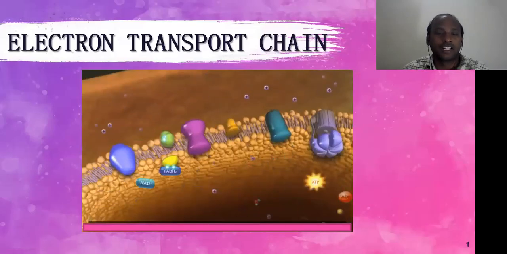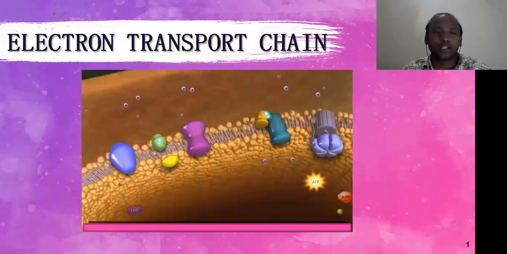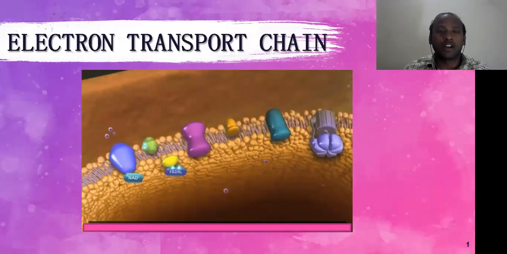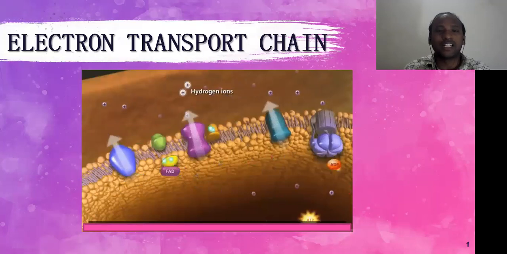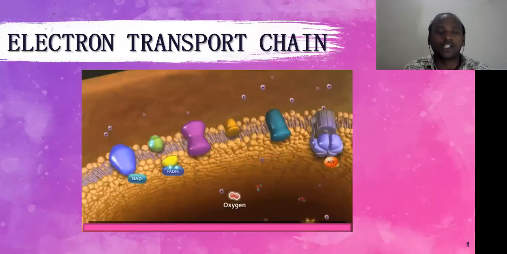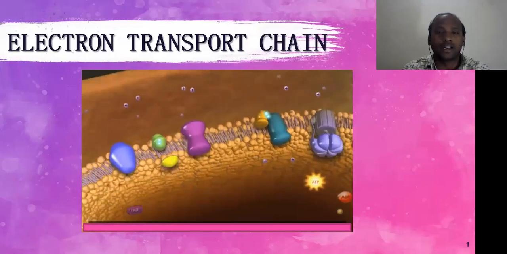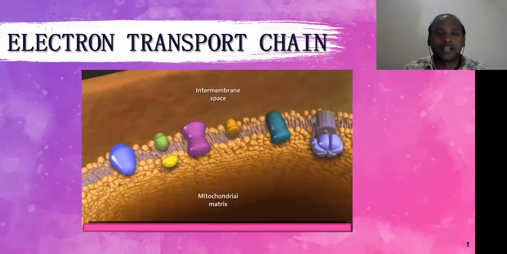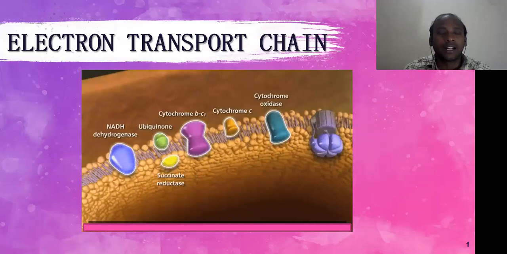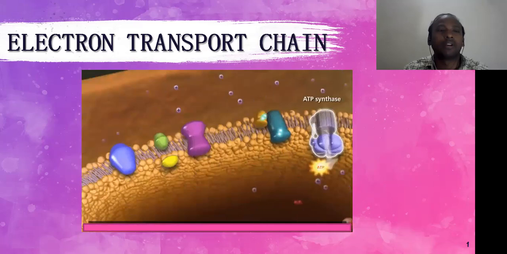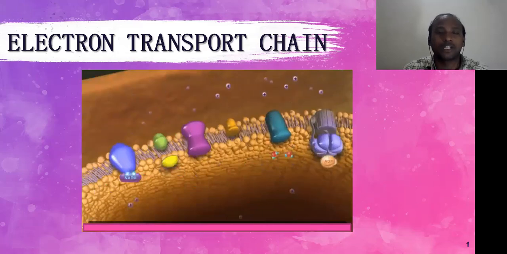Hello everyone. In this particular session, I am going to discuss the electron transport chain. This electron transport chain is one of the pathways linked with the oxidation of glucose metabolism. So far we discussed the previous steps of the oxidation of glucose, that is glycolysis and the citric acid cycle, and after glycolysis and the citric acid cycle, the third process we are going to discuss today is the electron transport chain.